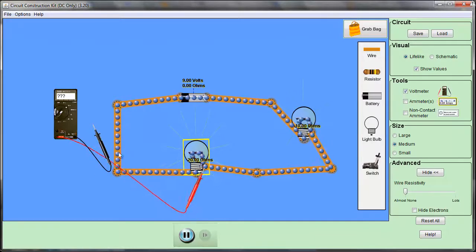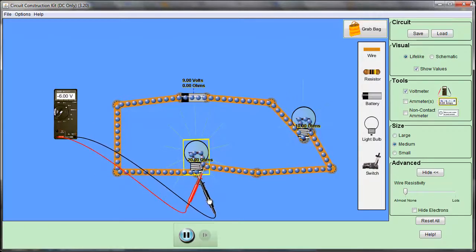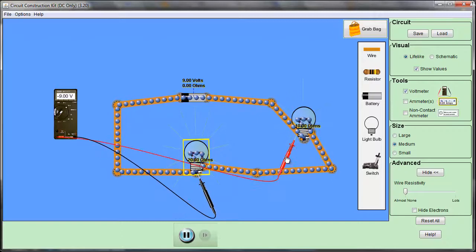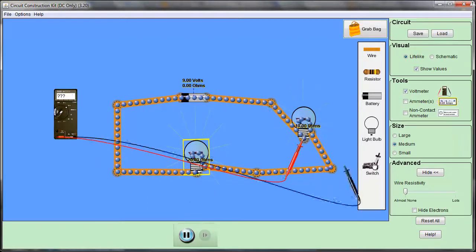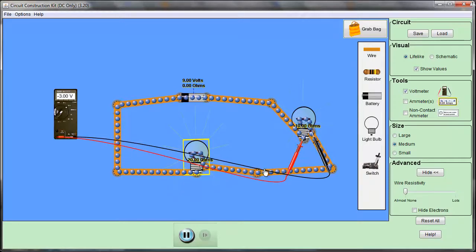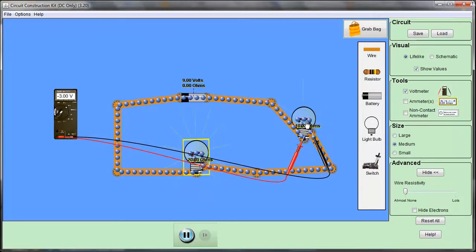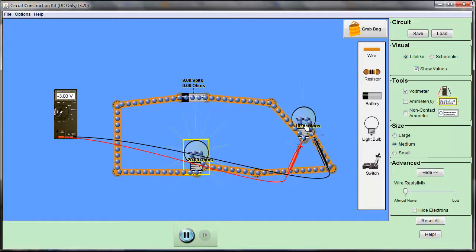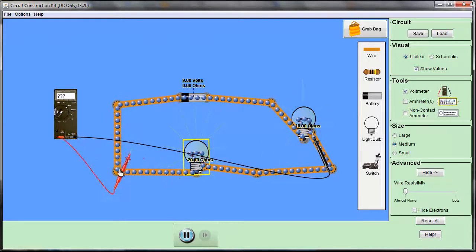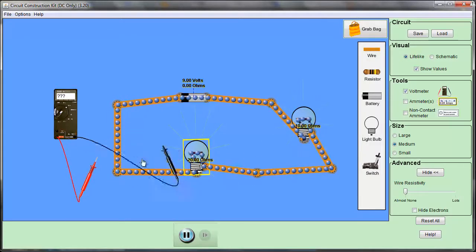So let's have a look. We have 6 volts across this lamp, and 3 volts across the lamp here. So this lamp has double the voltage of this lamp, just as it has double the resistance, just as we would expect.